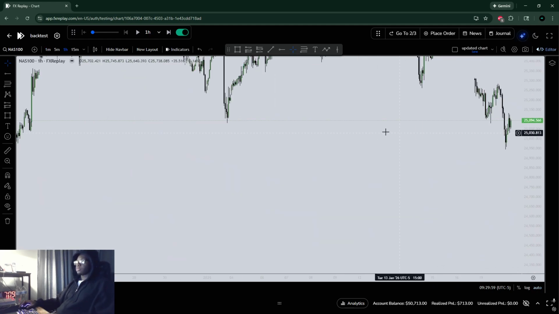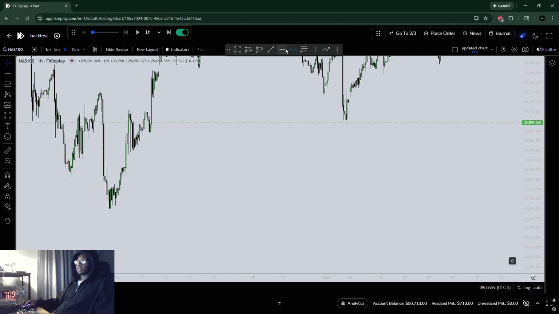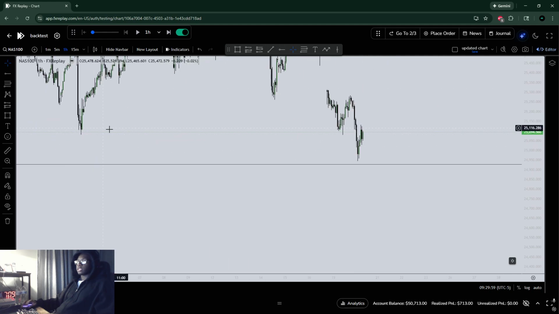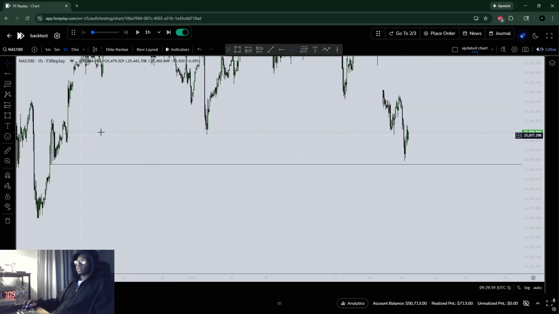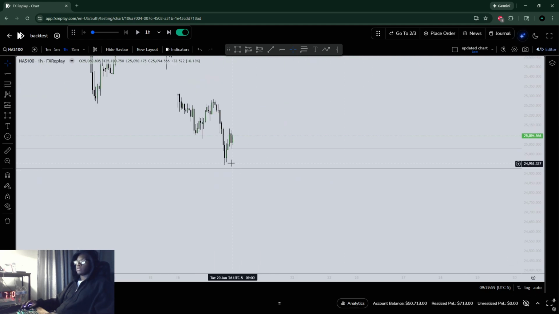So we went lower, and we took out those lows that I wanted to see get taken. I mean, actually, we took out one of them. We failed to take out the second one and tapped into that bearish cap. So now I feel like we just retraced off this.